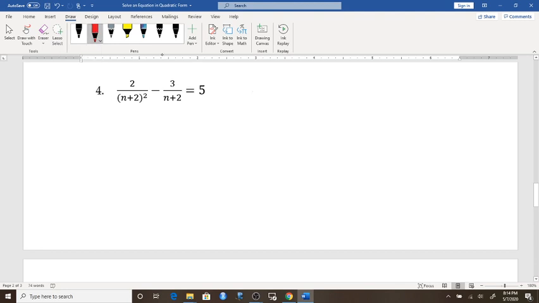Our unknown term is at the denominator. Alright, so you should try to do this by yourself and see if you can at least identify the value of y. Once we do that, the rest is standard, okay? Alright, so we want to write this in the terms of ay squared plus by plus c equals 0. Now notice first of all that here we have equal 5, so we need to subtract 5 from both sides. So we have 2 divided by n plus 2 squared minus 3 divided by n plus 2, and then we subtract 5, and then we have equal to 0, okay?